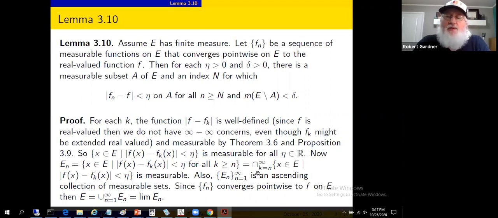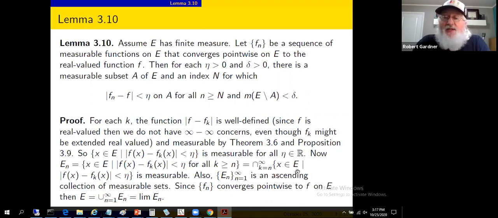I write it as an intersection. Notice n is, in a sense, the fixed index for this E sub n. It's the k's that change. If I intersect from k equals n to infinity, and then I increase n, say by 1, this gets larger, then what we're going to get is an intersection of fewer sets. And when we get an intersection of fewer sets, we're getting a larger collection of x values. So indeed, this is an ascending collection. They're all measurable sets.